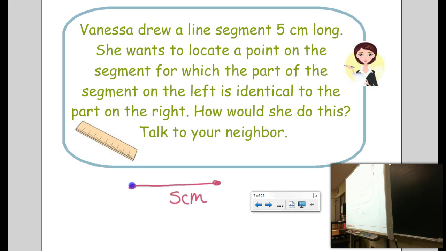Talk to your neighbor. How would she find a point for which the part on the left of the point is identical to the part on the right of the point? Talk to the person around you. Don't talk to me. Talk to them.